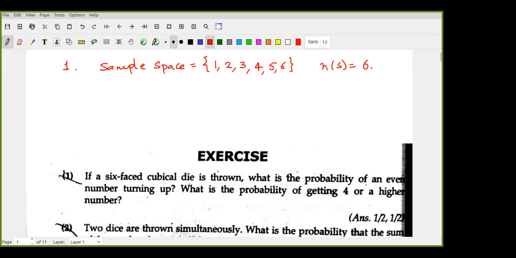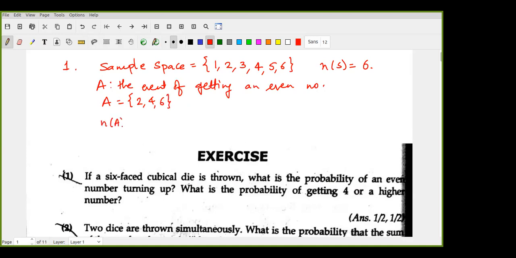Now the first event they are saying is the probability of an even number, right? Let us say that A is the event of getting an even number. So tell me what numbers will come in A? 2, 4, 6. 2, 4, 6, right? So we know that n of A is how much?